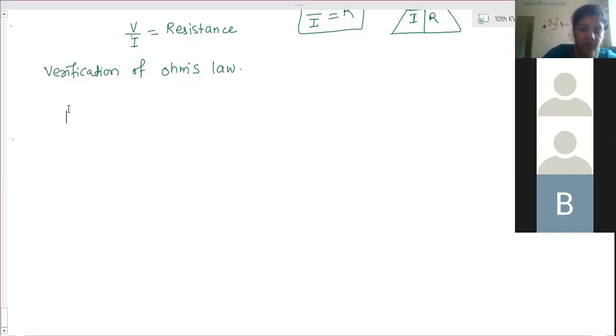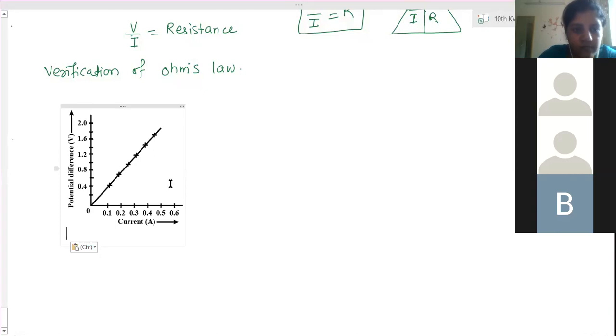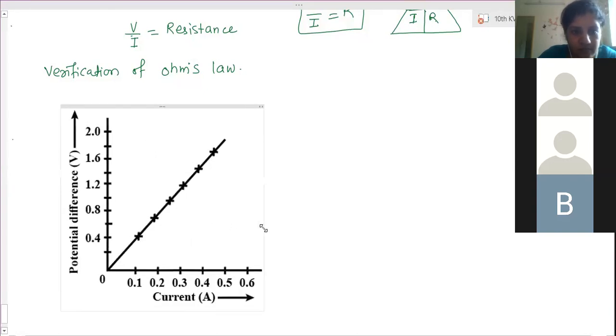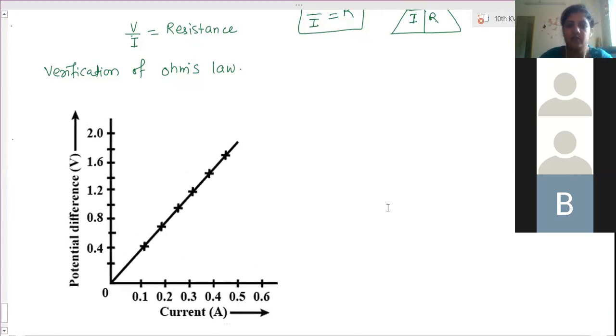I have one of the graphs. So this is one of the graphs we have, a VI graph, and from this graph we have to calculate the value of resistance. The resistance is equal to the slope of the graph. We can find out resistance by finding the slope of the graph.